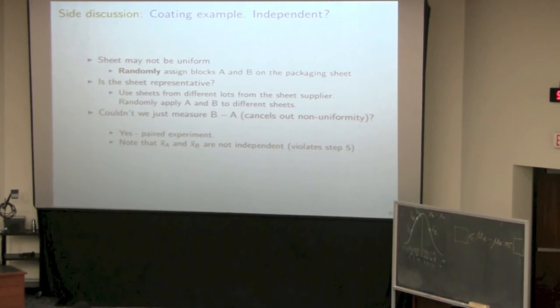It's a paired test, and the paired test then says that even if there is a defect on the sheet, as long as that defect is across the entire sheet, that defect will cancel out when we subtract A from B. So pairing helps cancel out and creates independence in our data.